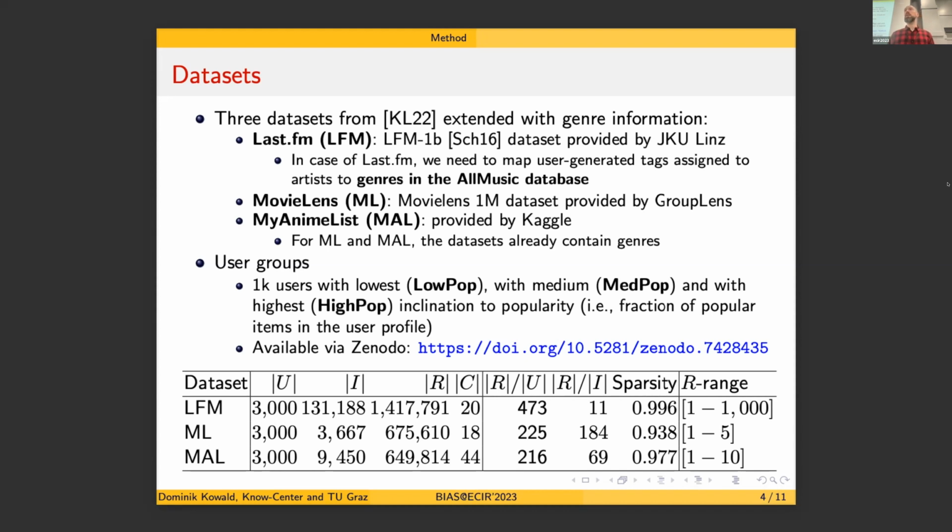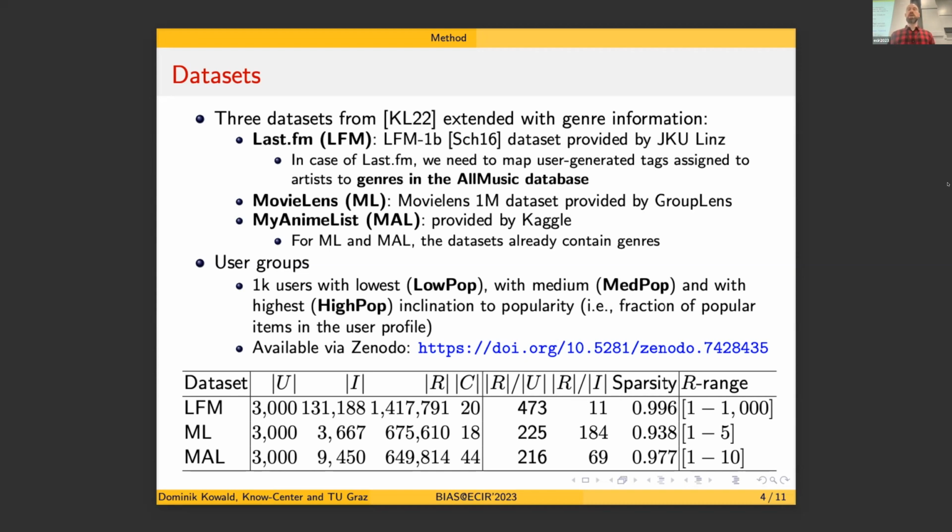And then again, we split the datasets into different user groups that differ in their inclination to popularity. So we have a low popularity group, a medium popularity group, and a high popularity group. And each group contains 1,000 users, so they're equally sized. And as you see from the dataset statistics table, all dataset samples that we use consist of 3,000 users.